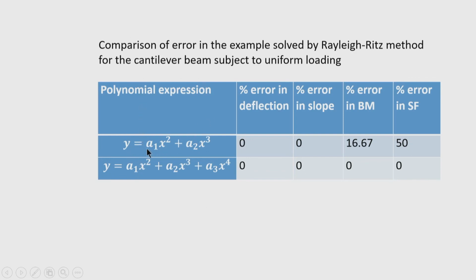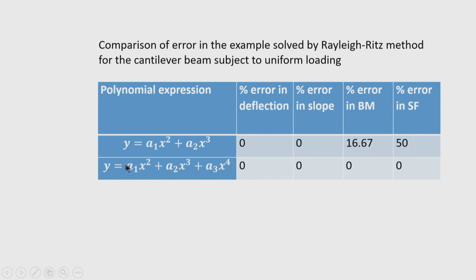Now, here I have given a comparison for the cantilever problem. First, I have taken this two terms expression in the polynomial of the deflection, A 1 x square plus A 2 x cube. Now, percentage error in deflection I have calculated, you can also check it, it will be 0. Percentage error in slope is also 0. Percentage error in bending moment is 16.67, whereas percentage error in shear force is 50%.